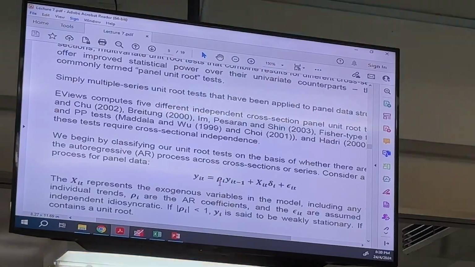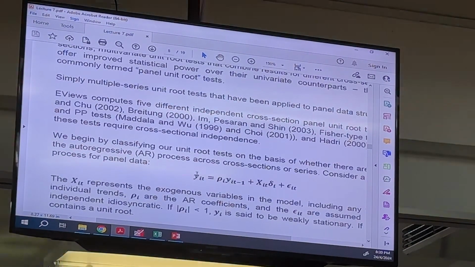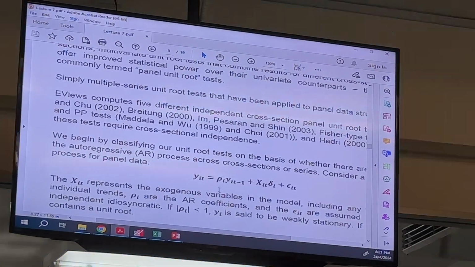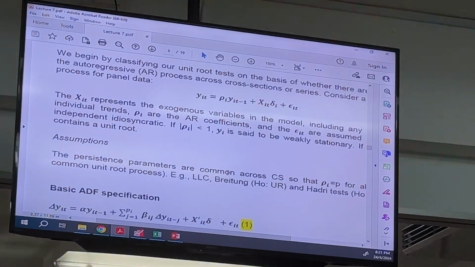If the rho is equal to 1, it means your y actually depends on y minus 1. So actually it's a 1-to-1 relationship. Your current y is actually affected by your previous y. If rho equals 1, then the y contains a unit root. Exactly 1-to-1, then the y series contains a unit root. If your rho is less than 1, we can say that it's weakly stationary. So it's the same idea as the time series unit root theory.